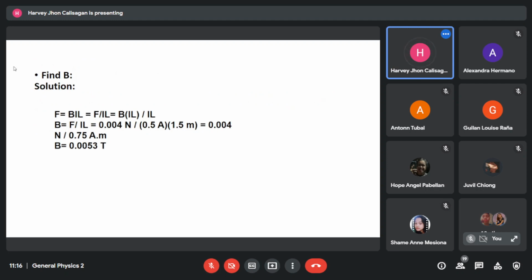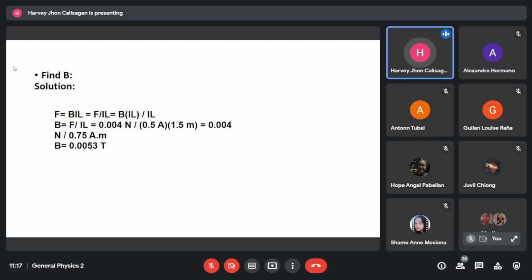So, we have to find the magnetic field strength, or the B in Tesla. So, the solution will be F is equal to B times I times L. Since we're looking for the B, we need to derive a new formula. So to get the B here, we need to divide both sides by current and length. So we have F is equal to B times I times L. Divide both sides by I and L. Cancel the IL, then you'll have B is equal to F divided by current times length.